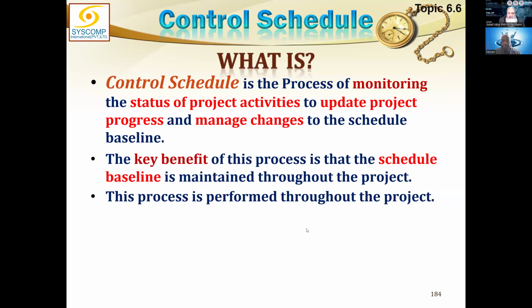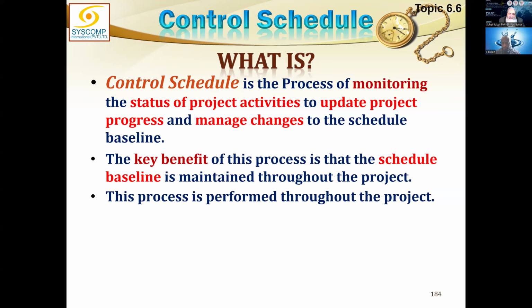So control schedule is a process of monitoring the status of project activities to update project progress and manage changes to the schedule baseline. Basically, the key benefit coming out of it is that we do have the schedule baseline maintained throughout the life of the project. This is the job of control schedule to maintain the schedule baseline. Now, maintaining the schedule baseline means two things.